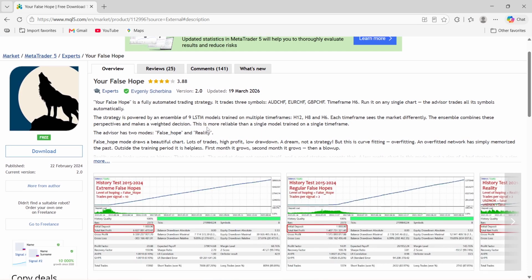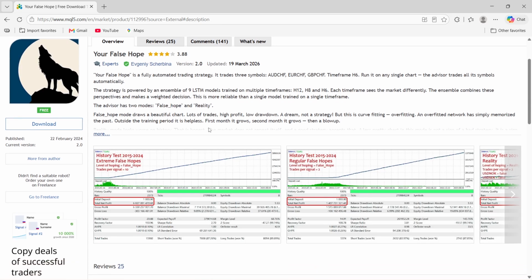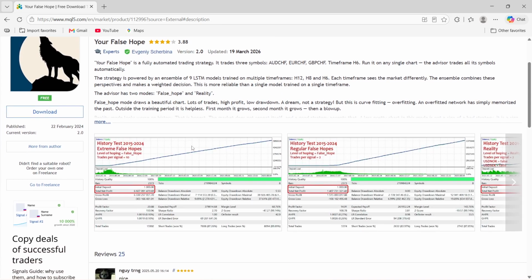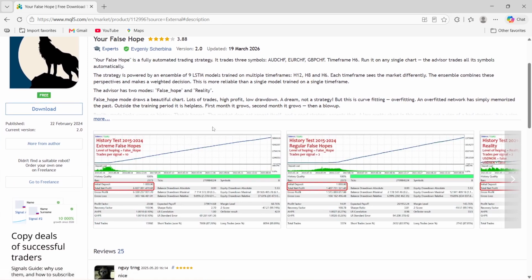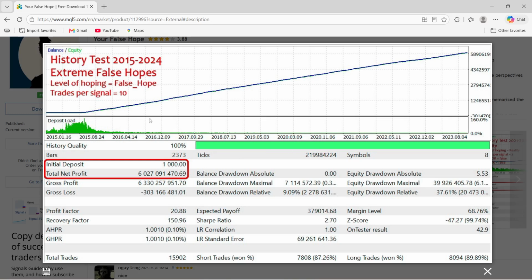All right, so we'll walk through what the developer claims on the product page, how the strategy is supposed to work, the key features and settings you're given, and then I'll show you my own backtest results and how they stack up against the smooth equity curves in the markets. And for example, as you can see in this image, is an equity curve.